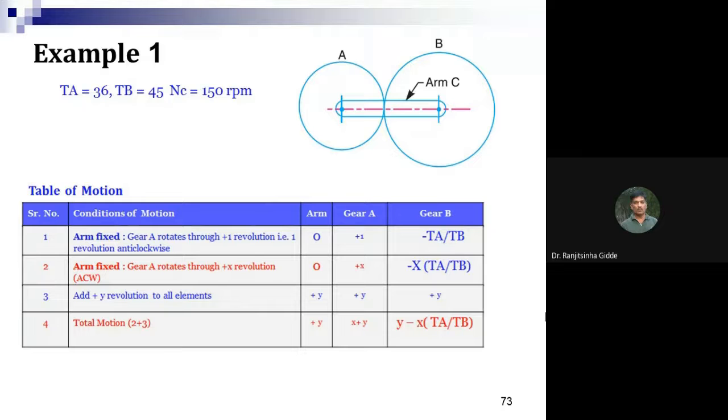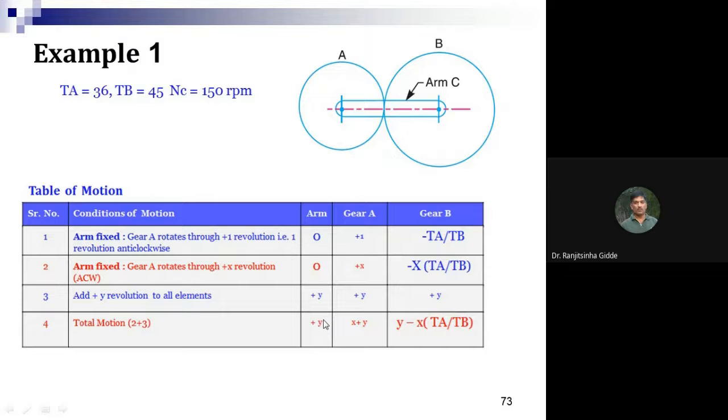Then third row, add +y revolution to all elements. Accordingly y should be added to all the elements. And what is the final row? Total motion, 2 + 3. So the value in the second row and the value in the third row for a particular element will be added for the total motion of that particular element.